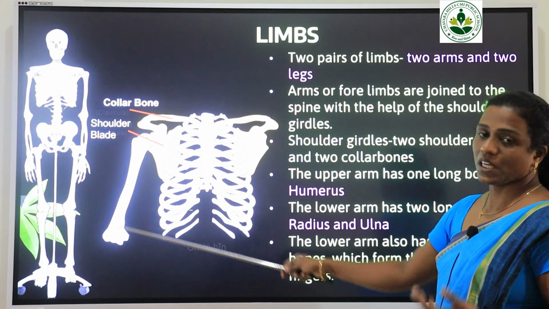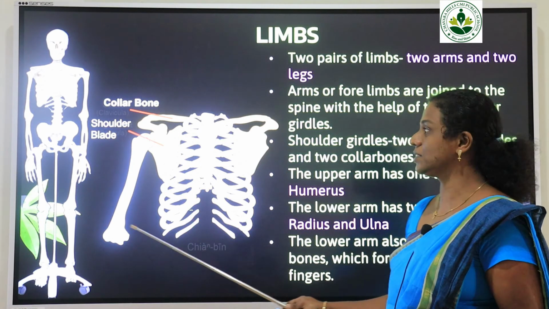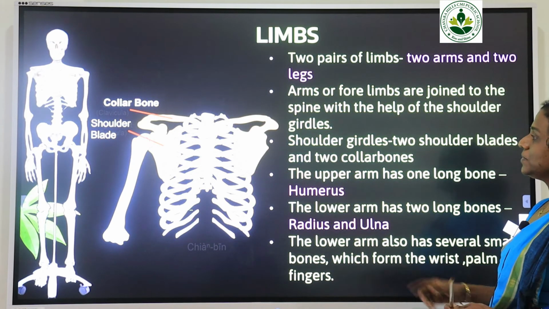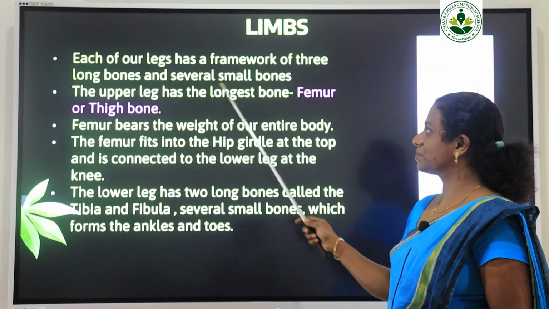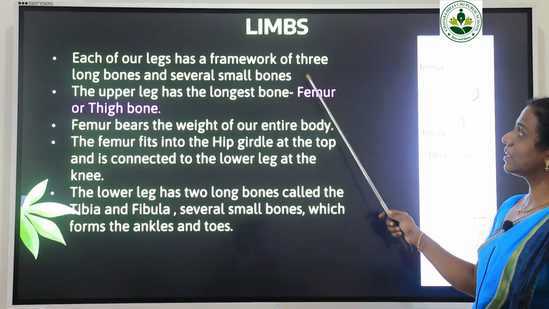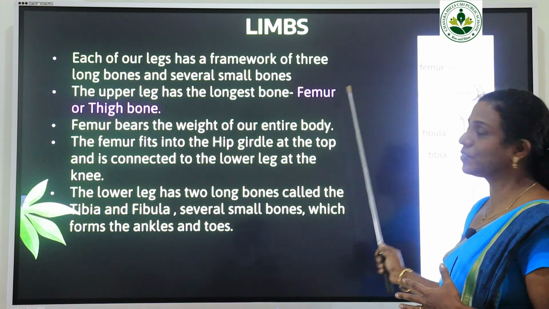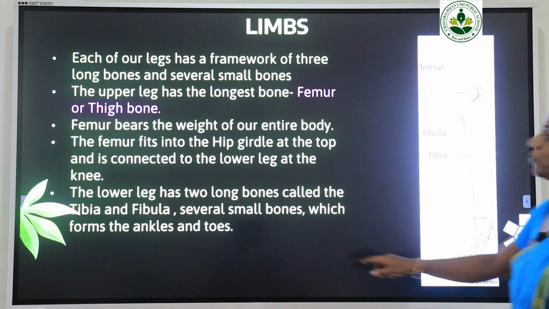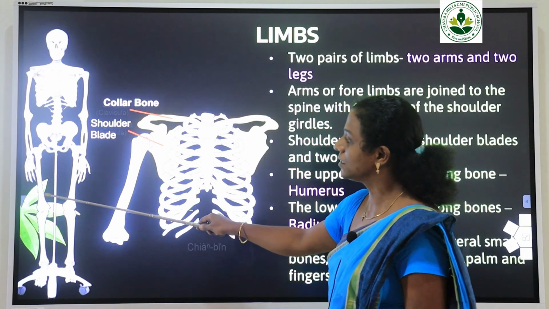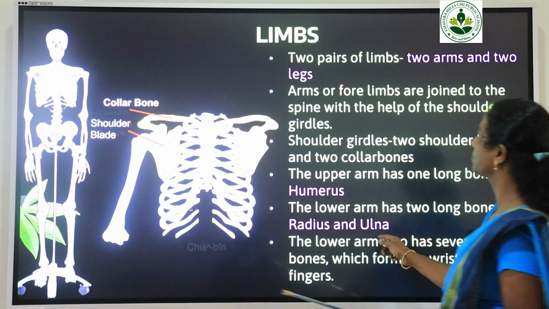The remaining portion, that means our palm and fingers, is made up of very small bones. So we completed limbs, and next is another part of limbs, that means legs. Each of our legs has a framework of 3 long bones and several small bones. Here also we can see the upper leg portion and lower leg portion.